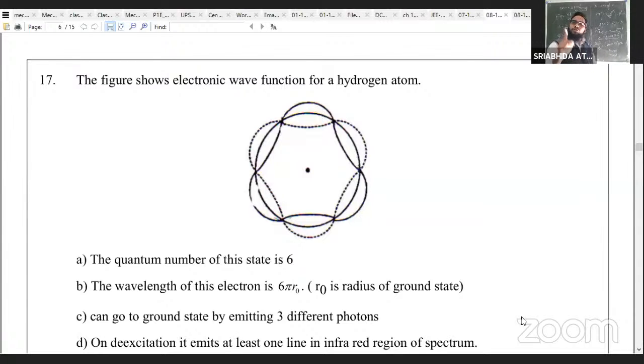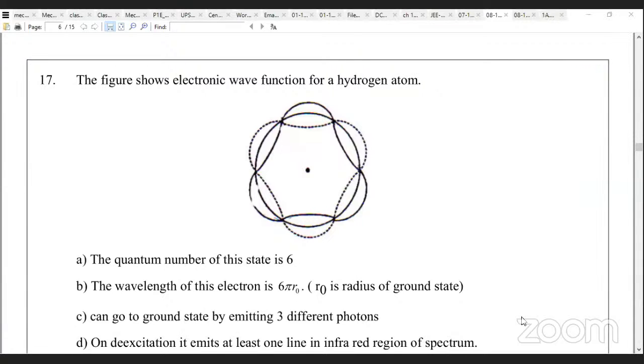n equals 1, n equals 2, n equals 3. Which state are we talking about? In this figure, in this question, they are talking about which state? n equals 1, 2, 3, 4, 5? Can you tell? It is 3.